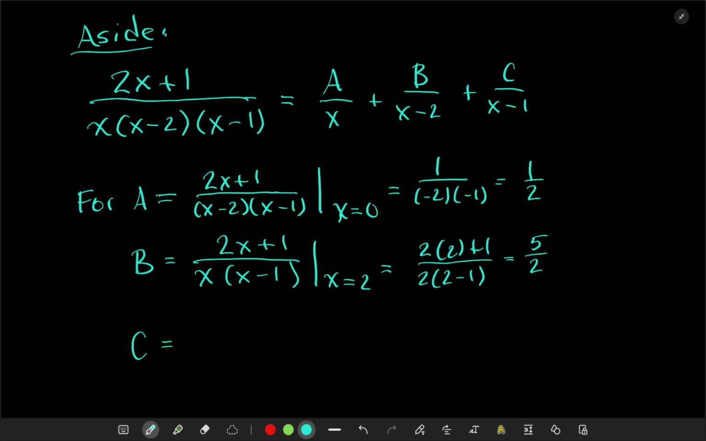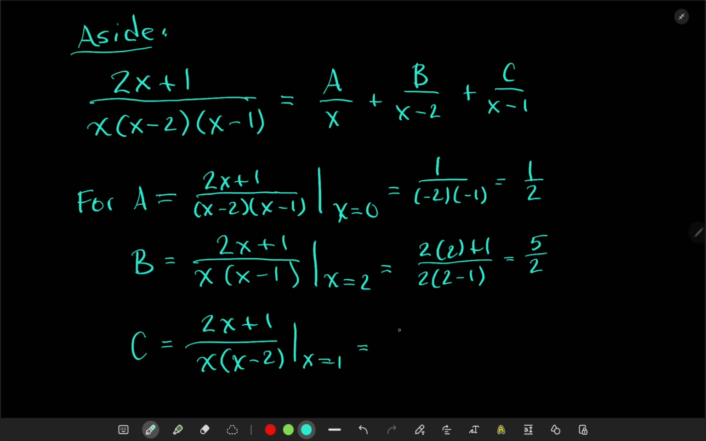Alright, so for c, I'm going to look at what c is divided by, x minus 1, and I'm going to ignore that x minus 1, and I'm going to evaluate everything at x equals 1. That's what makes that x minus 1 equal to 0. So write 2x plus 1 over x times x minus 2, at x equals 1. That's the one that makes this 0. That's the one term I ignored.